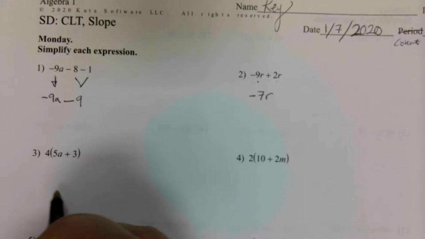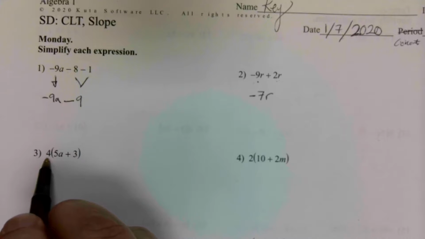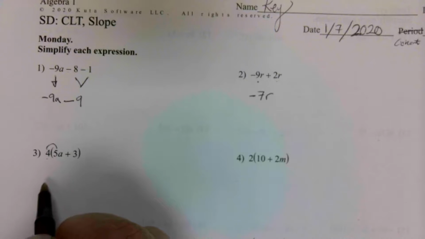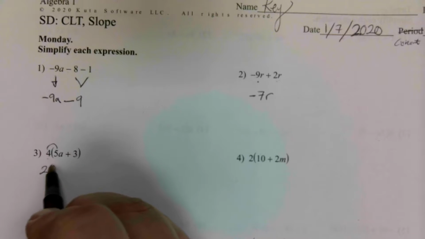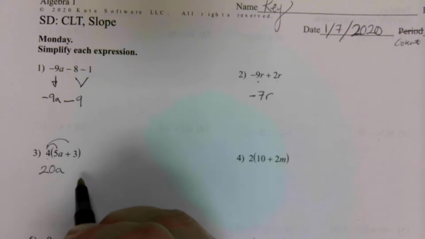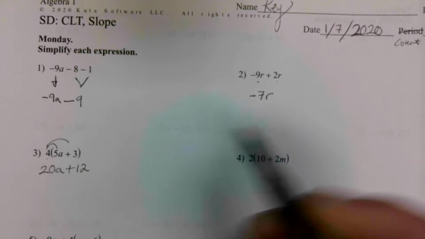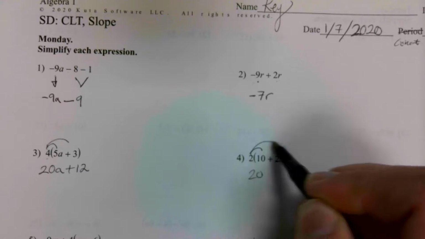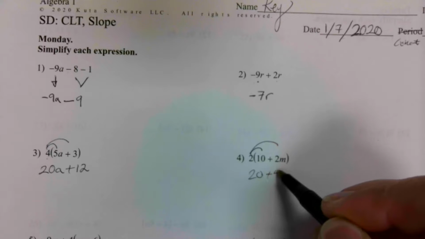Then the distributive property. We're just going to take whatever's in front of the parentheses. That means multiply to everything inside. So 4 times 5a is 20a. 4 times 3 is 12. 2 times 10, 20. 2 times 2, 4m.